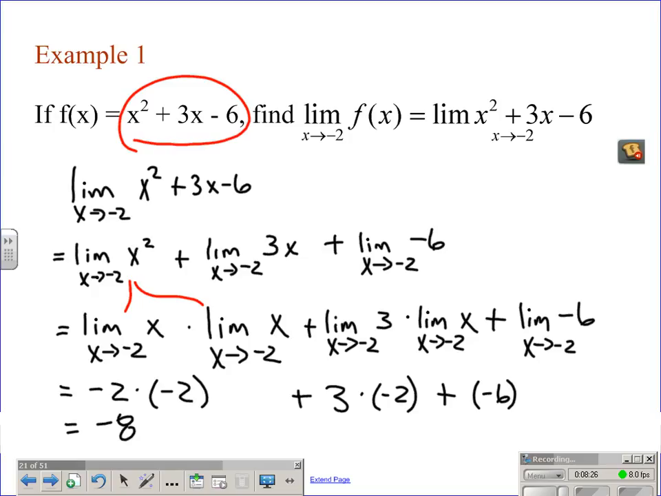Okay, so the limit of f of x as x approaches -2 is going to be -8, and that would be the algebraic way, using the properties, that we would do it without using the graph. You could go and look at the graph of this and make sure you do agree.